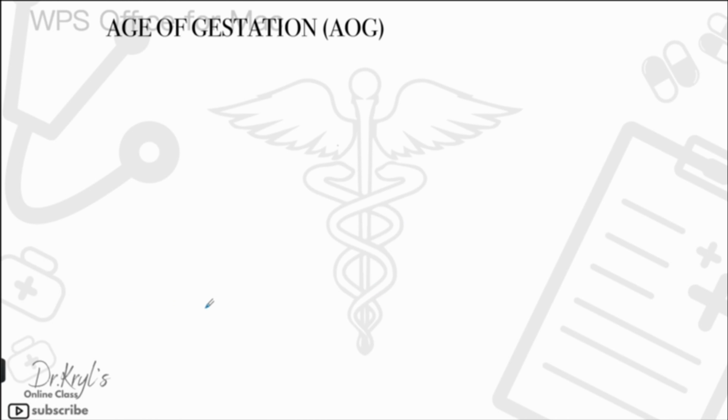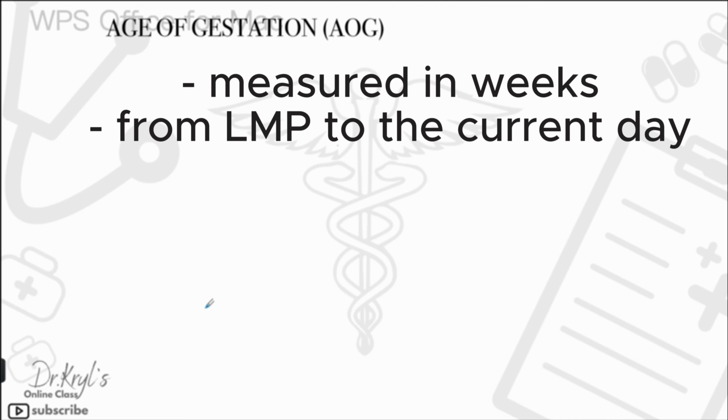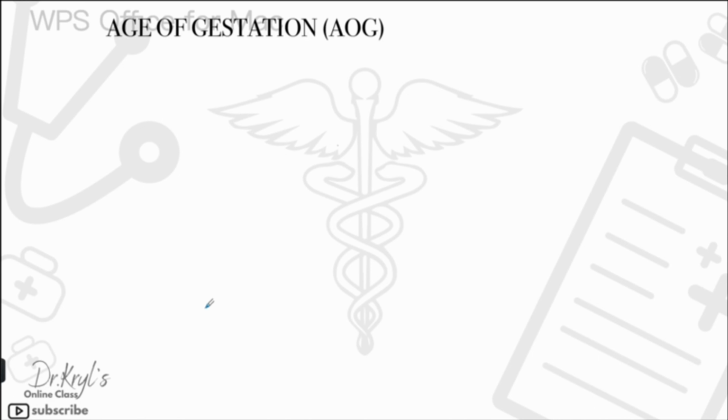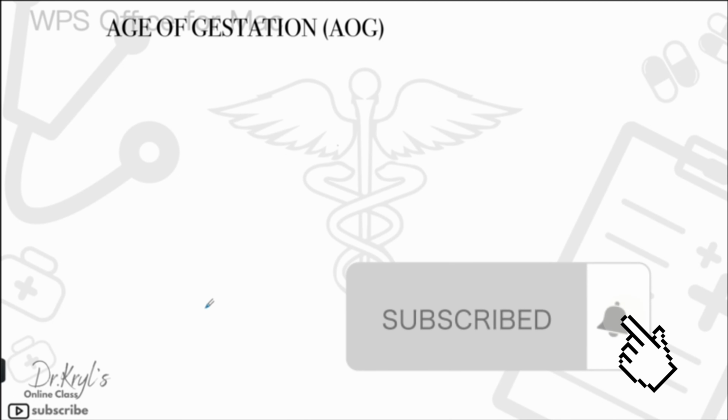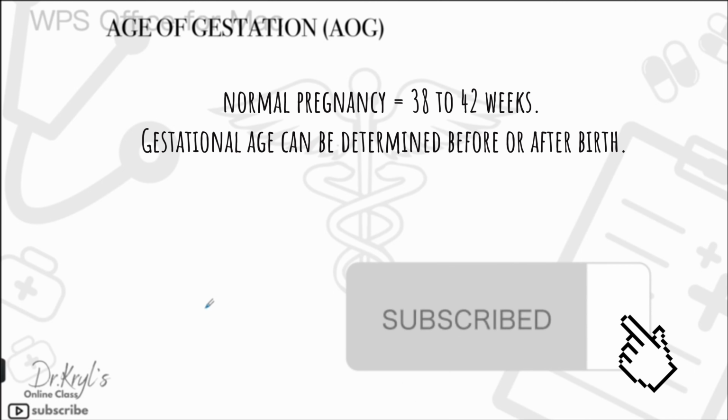Gestational age is the common term used during pregnancy to describe how far along the pregnancy is. It is measured in weeks from the first day of the woman's last menstrual cycle to the current day. Remember, class, current day. That is, when she went to the center for a check-up, that is the current day. So, a normal pregnancy can range from 38 to 42 weeks. Gestational age can be determined before or after birth.